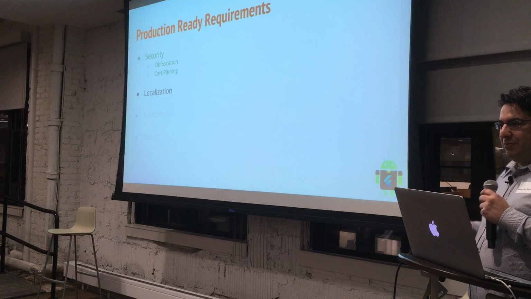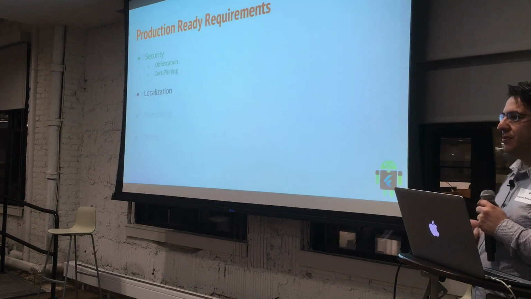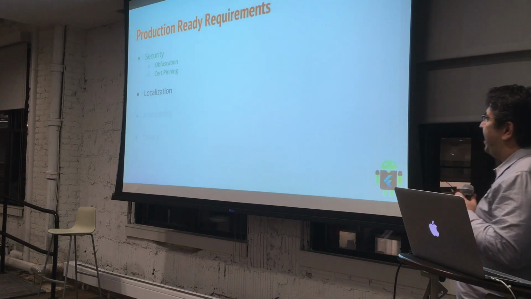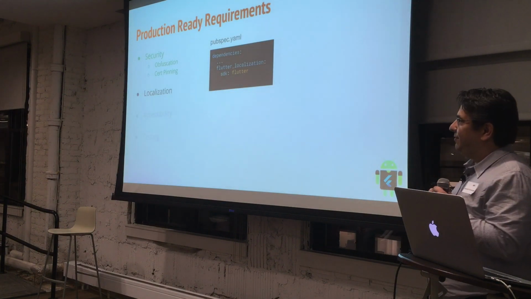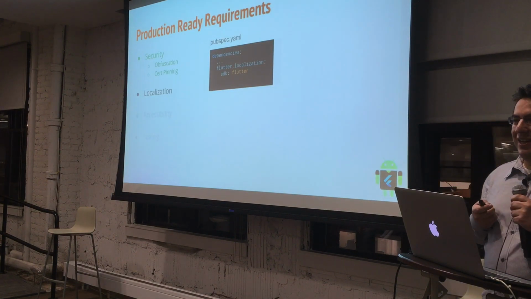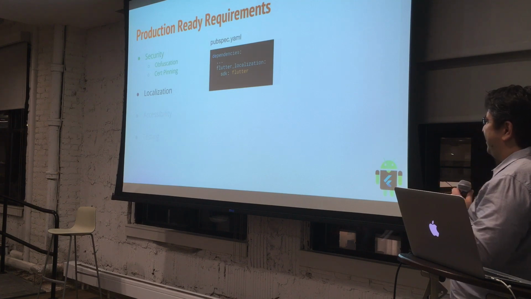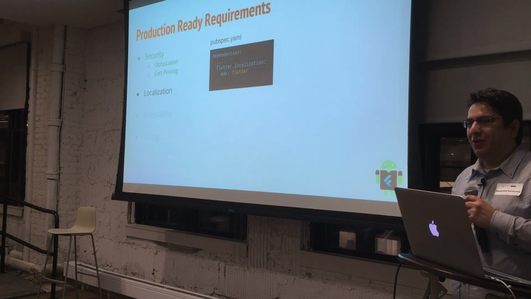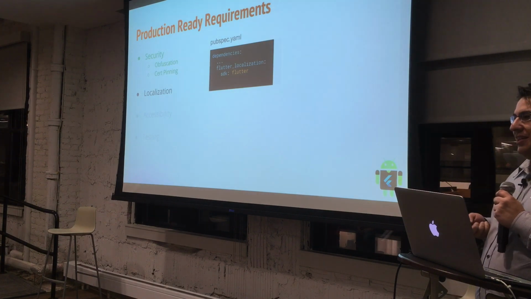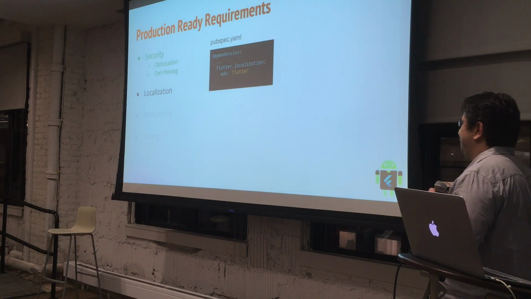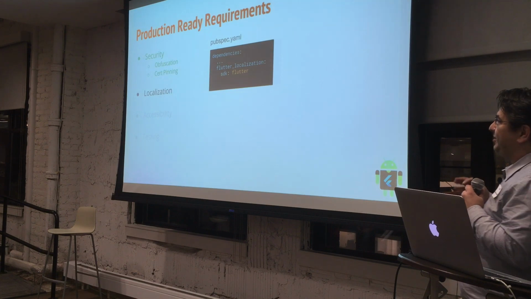Localization. So as I mentioned, Capital One supports both English and Spanish. And Flutter supports localization using the Flutter localization dependency. It's part of the SDK. And you need this regardless of how you decide to implement localization. I'll get into that in a bit more detail shortly.